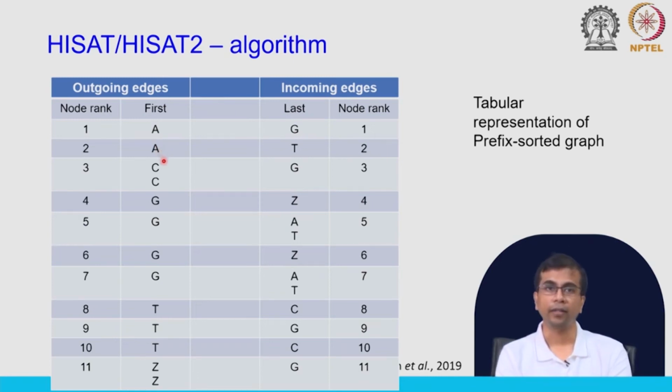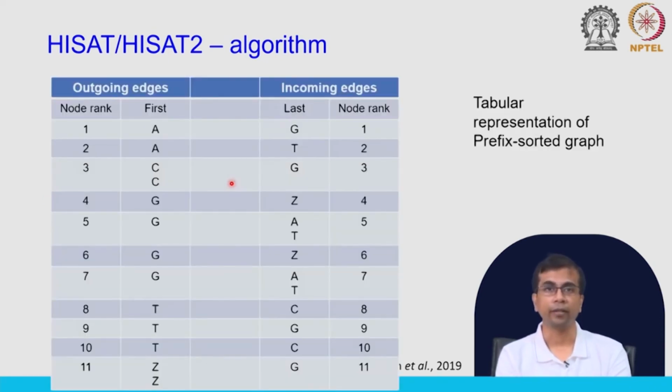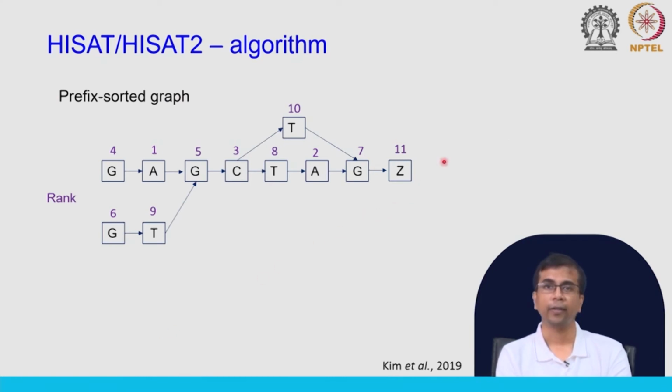Then the third one is C, but since it has two outgoing edges we have to write it twice. Okay. So, that is why we are writing C and C. We just have one C in the graph, but because there are two outgoing edges we have to write this twice, C C. Then you have 4, 5, 6, 7, these are all G's and T's, and then finally 11, which is the Z here.